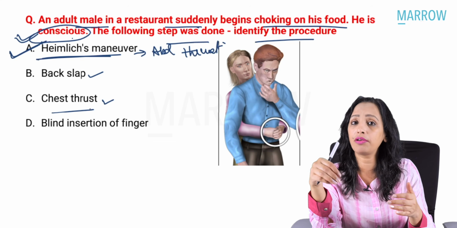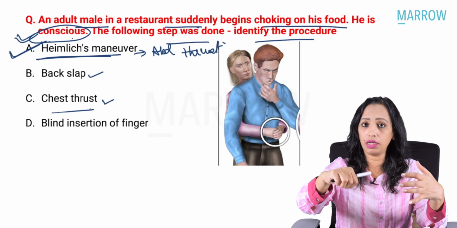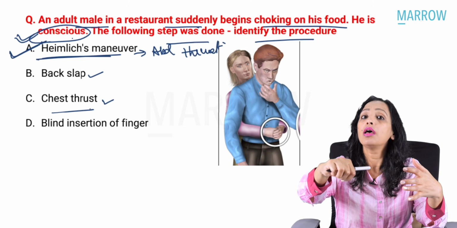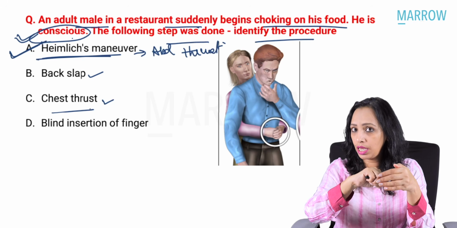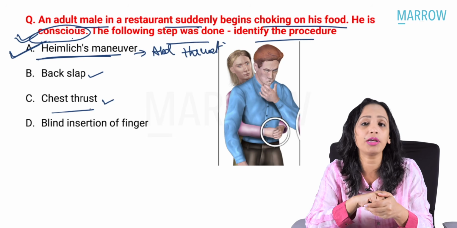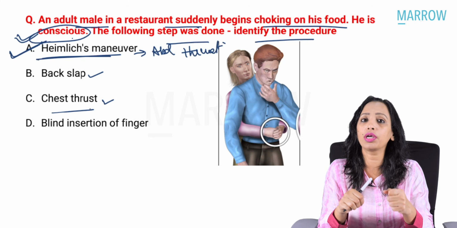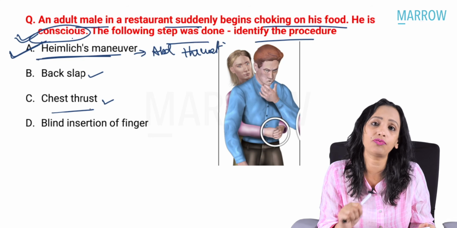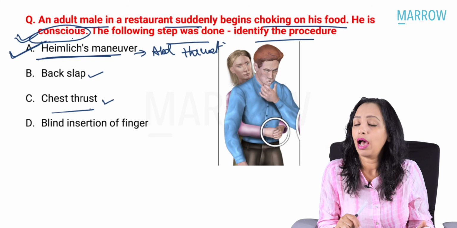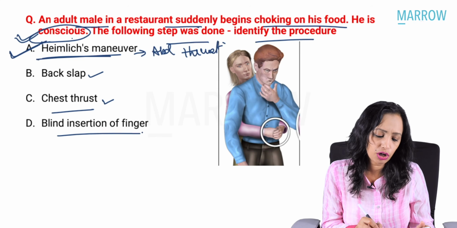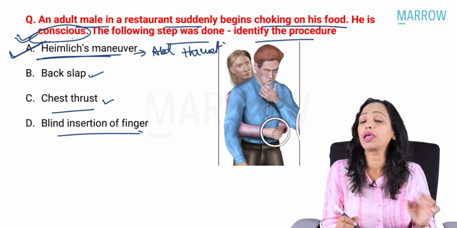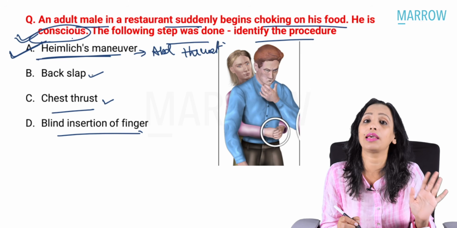Yes, or in pregnant patients. When the patient is obese and you cannot put your arms around and reach the area just below the sternum to do a Heimlich maneuver, you give him chest thrust. Also in pregnant females, you would never give Heimlich maneuver, you go for chest thrust. Yes, blind insertion of finger is never done in any case.